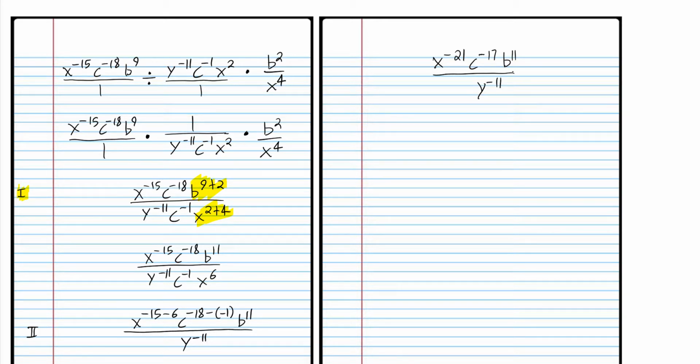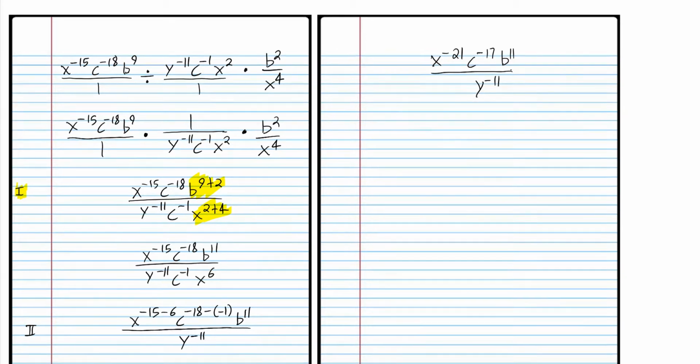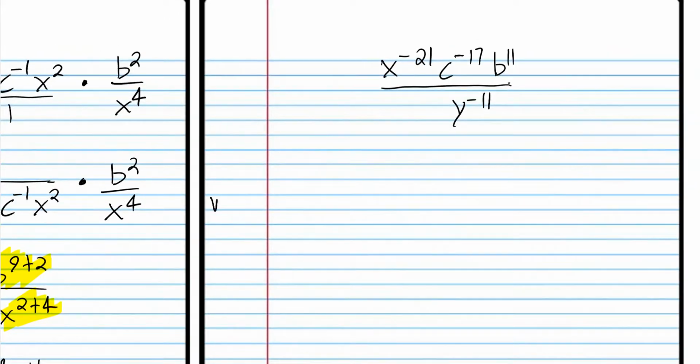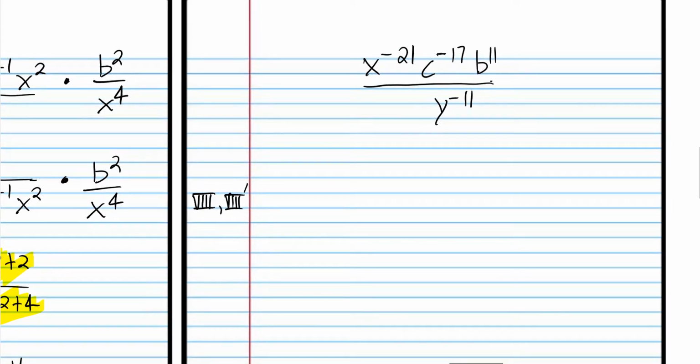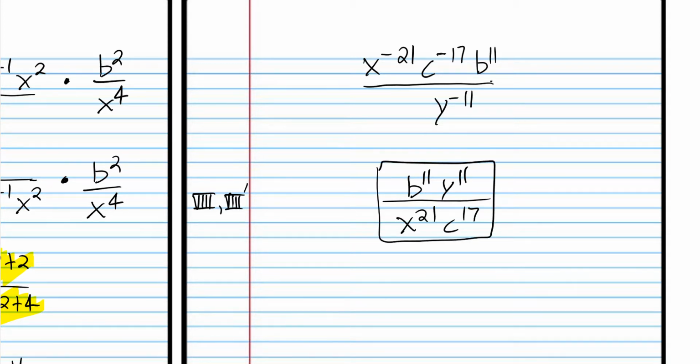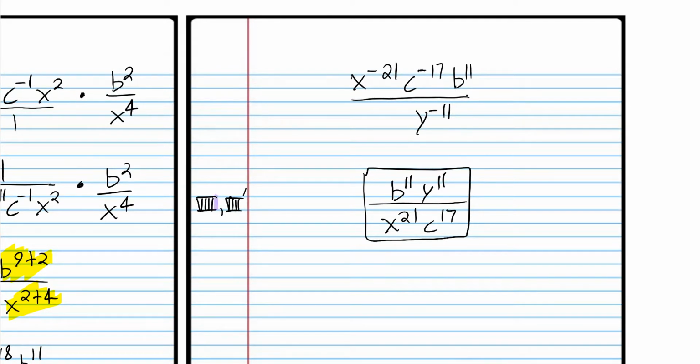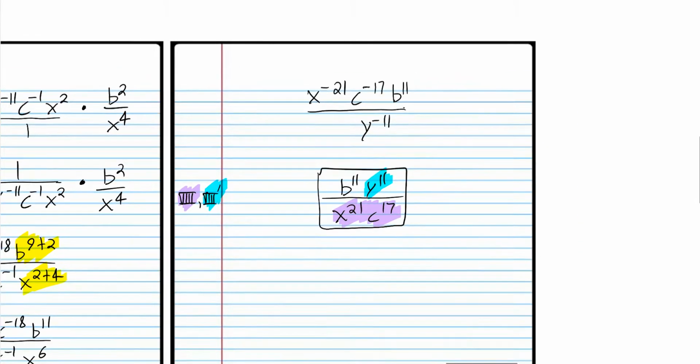So now we just have to get rid of these negative exponents. So we're going to use rule number 8 to bring the negative powers down, and rule 8 prime to bring the negative powers up. So we have b to the 11th, y to the 11th, over x to the 21, c to the 17, and that should be your final answer. So we used rule 8 here, and we used rule 8 prime here. Okay, so if you got that answer, good job.